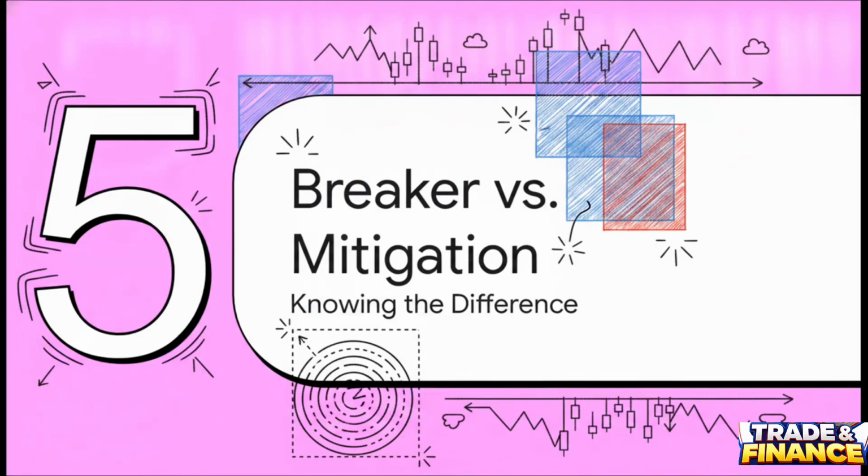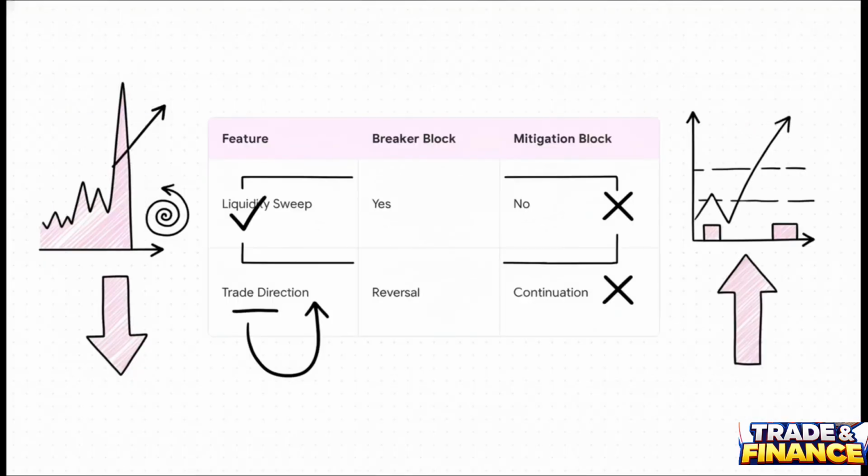Okay, Section 5, breaker versus mitigation blocks, knowing the exact difference. If you look at a chart, breaker blocks and mitigation blocks can look incredibly similar, but their underlying narratives are totally different. The defining difference is the liquidity sweep. A breaker block only happens after a stop hunt, a new higher high or lower low that actively sweeps liquidity before the structure shifts, so it's a reversal trade.